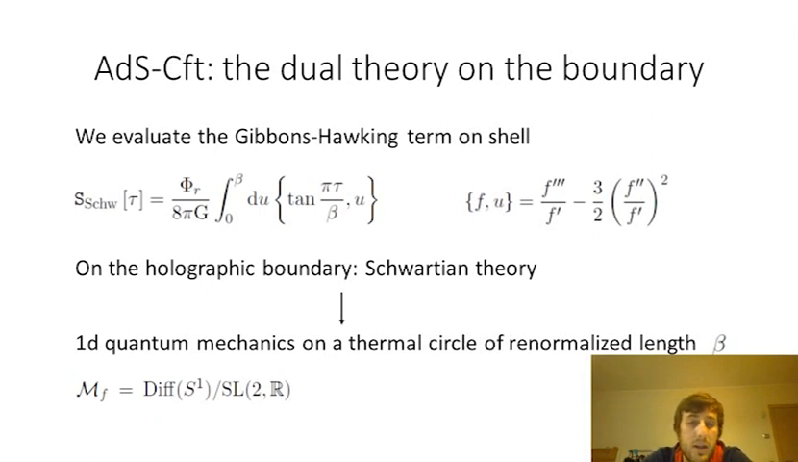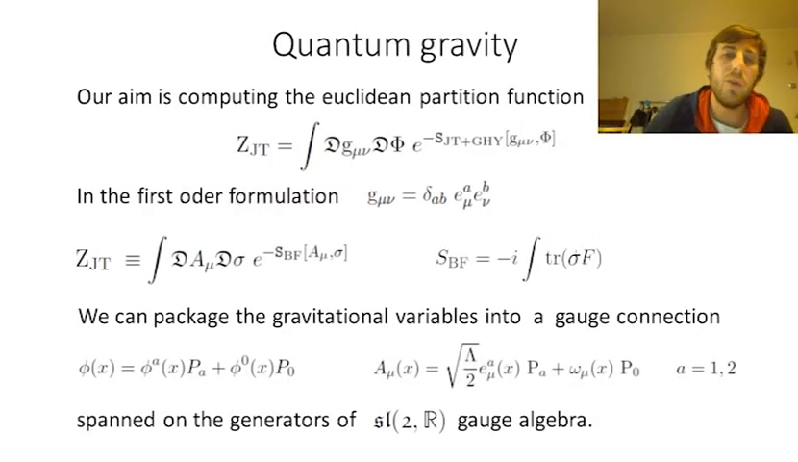So what we find is a one-dimensional quantum mechanical system which is described by the Schwarzian theory, and the Schwarzian derivative corresponds to the Hamiltonian of this system. So the aim of my work is to compute the Euclidean partition function of JT gravity exactly through localization. So we have to compute the path integral over the configurations of the metric and of the dilaton, weighted by the JT gravity action plus the Gibbons-Hawking term.